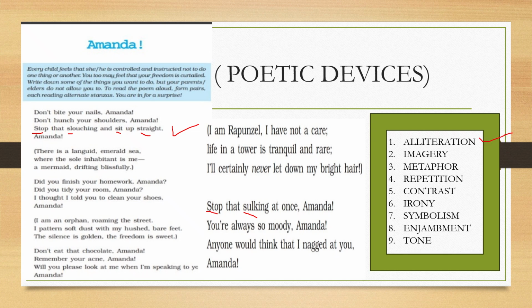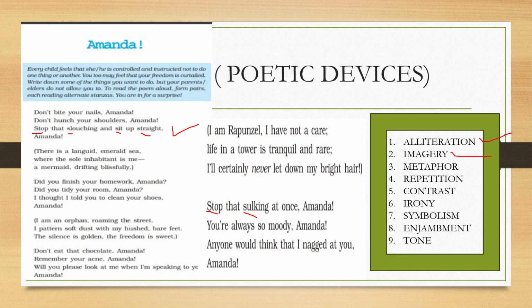The second one is imagery. What's the definition? Using words to create a picture in the reader's mind, not in Amanda's mind, not in the character's mind, but the reader's mind. It works just like a movie, just like a picture, just like an album. It can give us an imaginary picture in our mind. Imagery means using words to create a picture in the reader's mind.